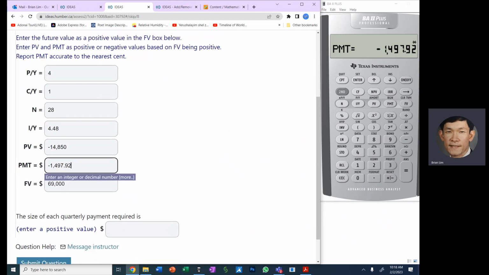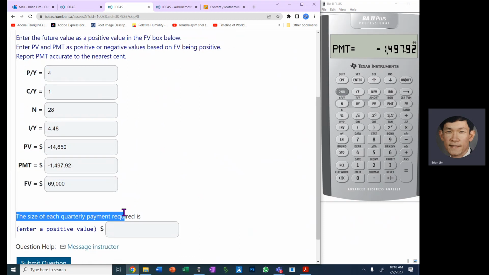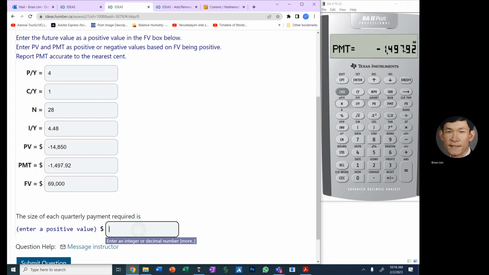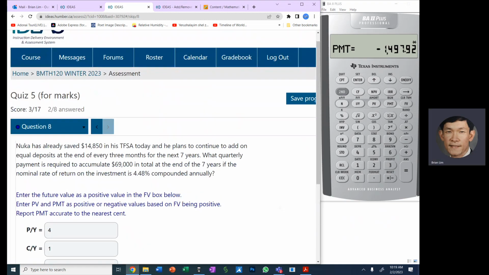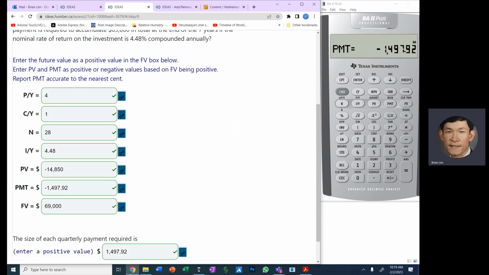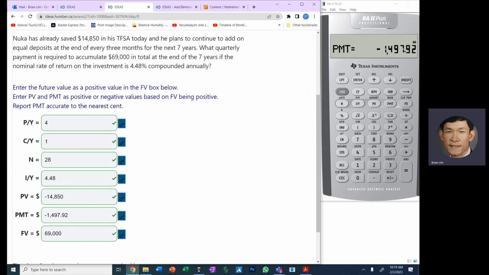Now it asks what is the size of each quarterly payment required. That is the number right there, but it has to be positive. So we can copy that and paste it into there. We should come out with the correct answer. And if we submit it, the answer is correct.